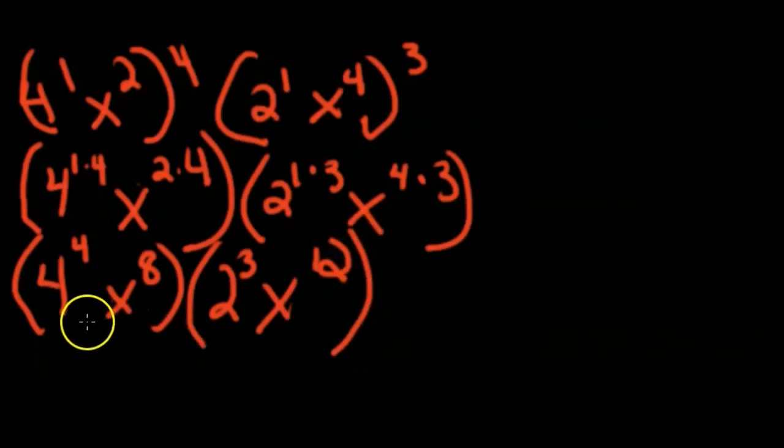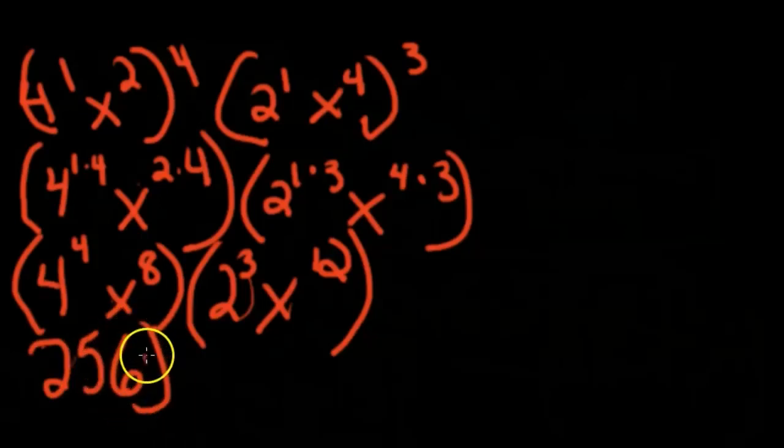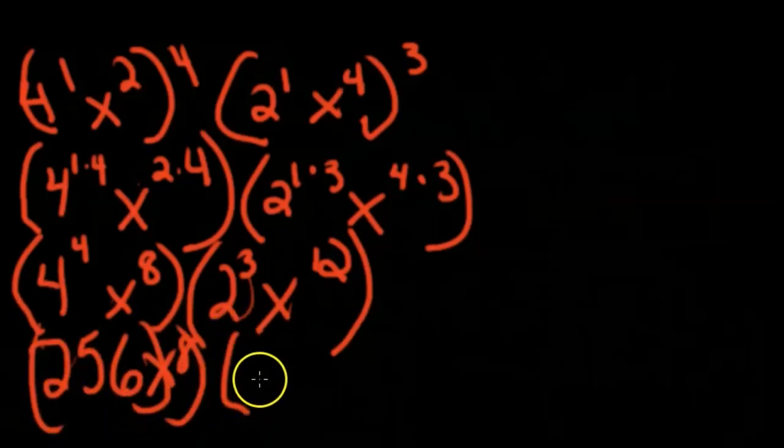Okay, now we need to simplify these two expressions. So 4 to the 4th power is 256, x to the 8th. And we have 8 x to the 12.